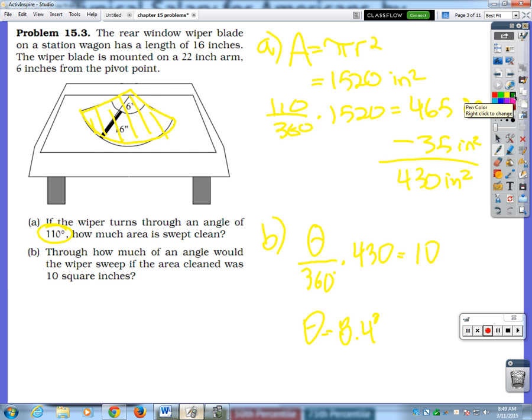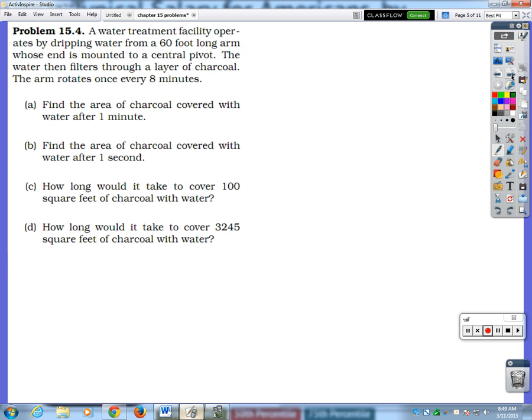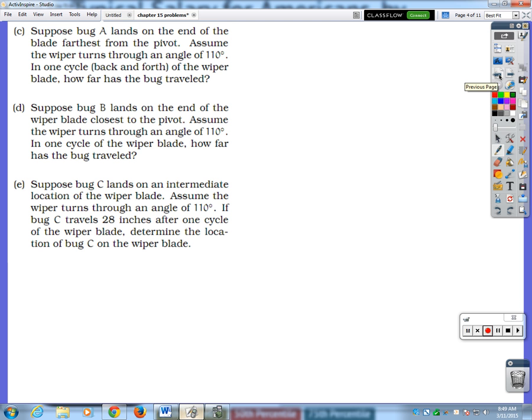Alright, then we jump to 5. Oh, there's more. Suppose bug A lands on the end of the blade farthest from the pivot. Assume the wiper turns to an angle of 110 degrees in one cycle back and forth. So it's going across and back. That's one cycle. How far has the bug traveled?